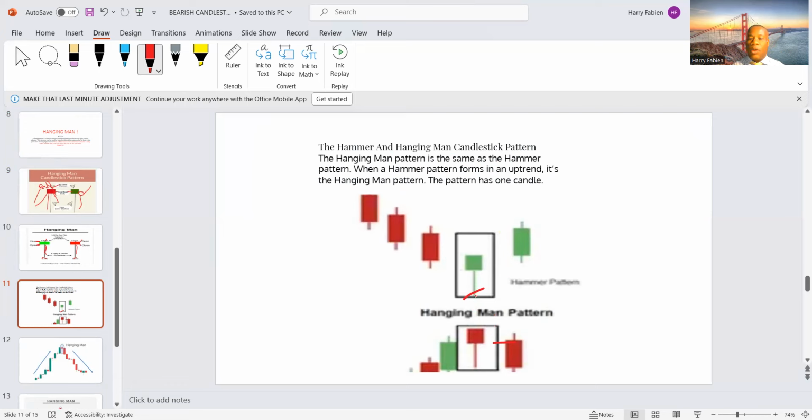The pattern has one candle. See, price has been going down, and you see this hanging man or the hammer form. Next time, price will go up. For the hanging man itself, after price has been going up and you see the hanging man above, the price is going to start going down. If you can identify them this way, you'll be great.